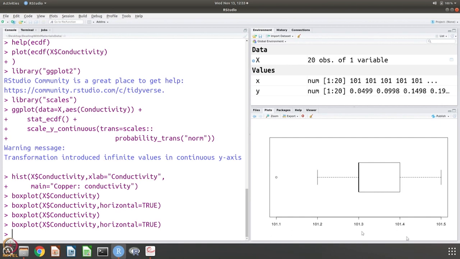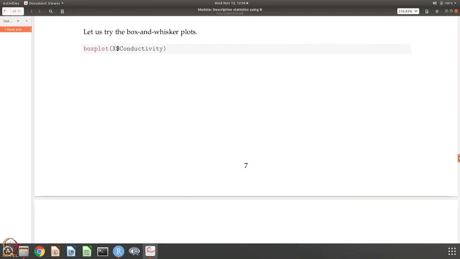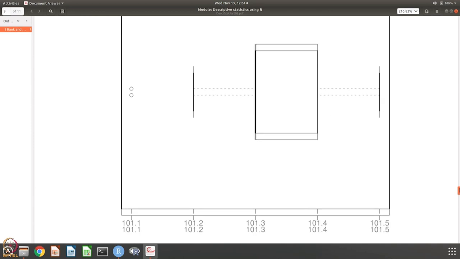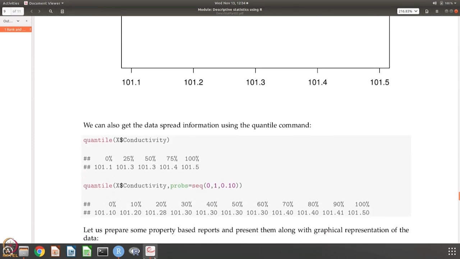So, the conductivity values are here, and this box actually has the second and third quantile data, and this is the median value. You can see that there is one data point which is really lying outside. So, this is an outlier, 101.1 is an outlier. We got a hint of this earlier too from the dot plot, and we will see why that is so later. Okay. So, now let us also do this.